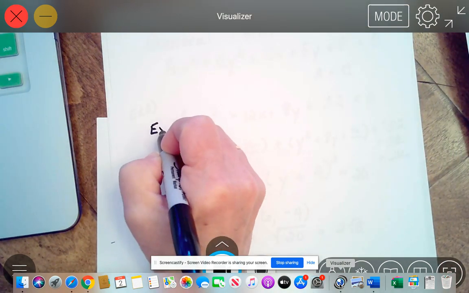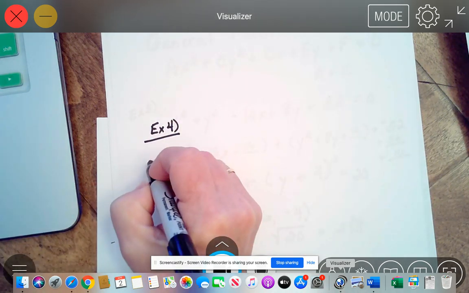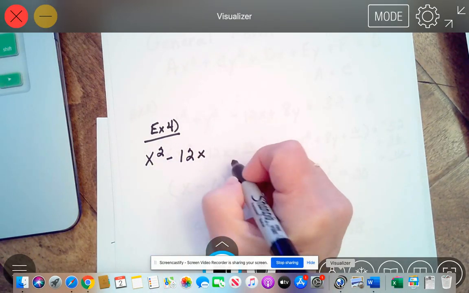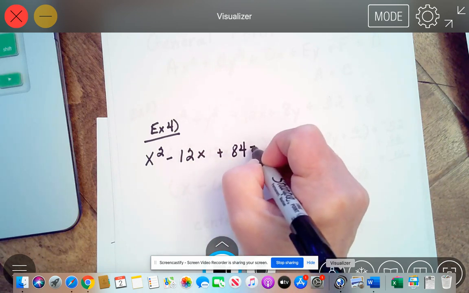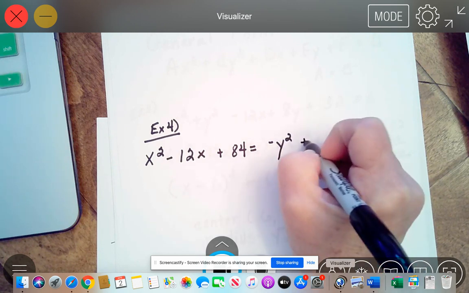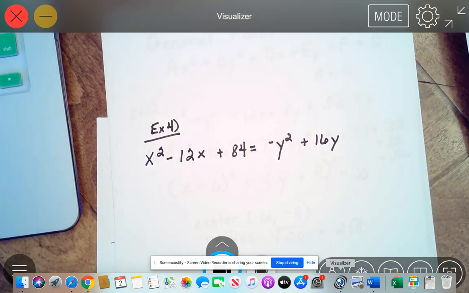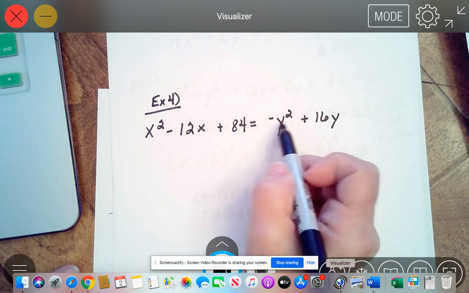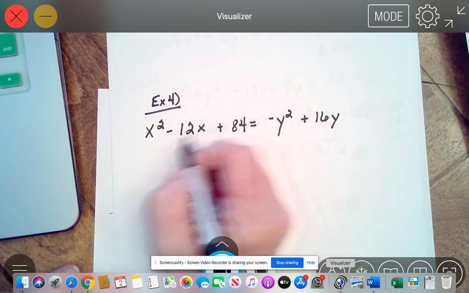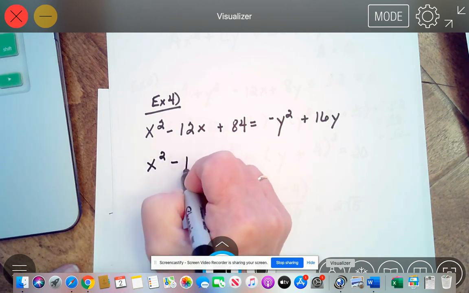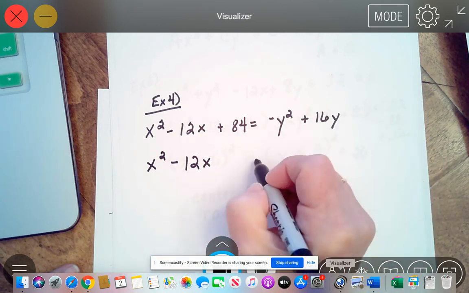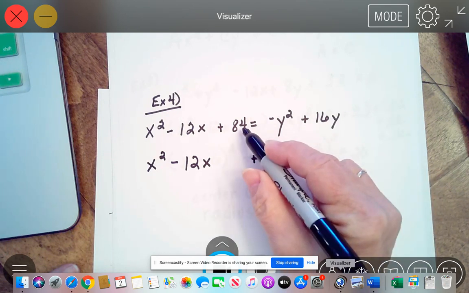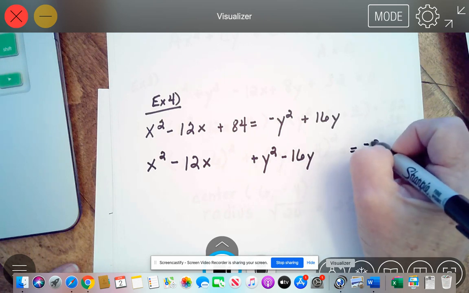Example 4. I have x squared minus 12x plus 84 is equal to negative y squared plus 16y. If you're looking at this, the first thing I need to do is I need to set everything equal to 0. So I'm going to subtract y squared from both sides, and I'm going to subtract 16y from both sides. And I think I'm going to go ahead and move the 84 to the right side of the equation by subtracting 84 from both sides.